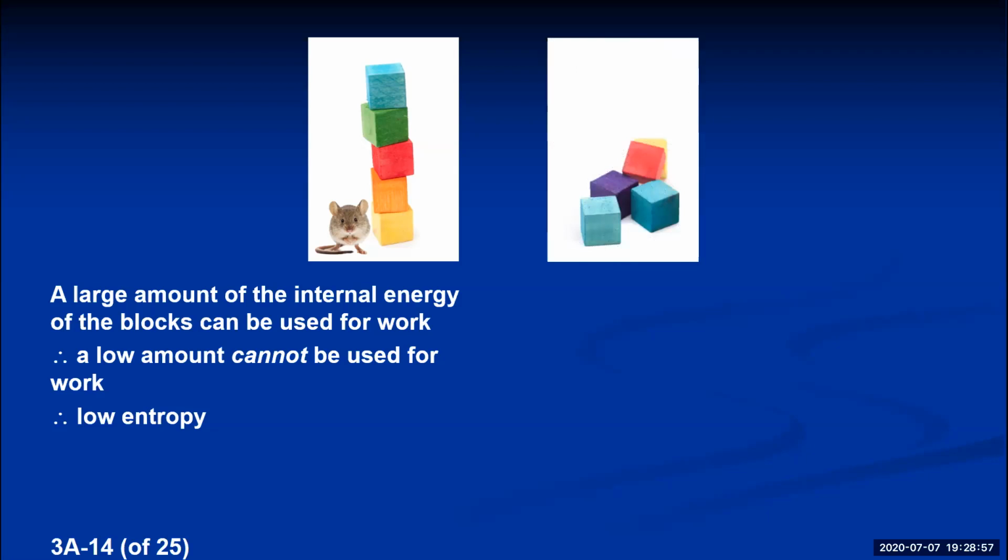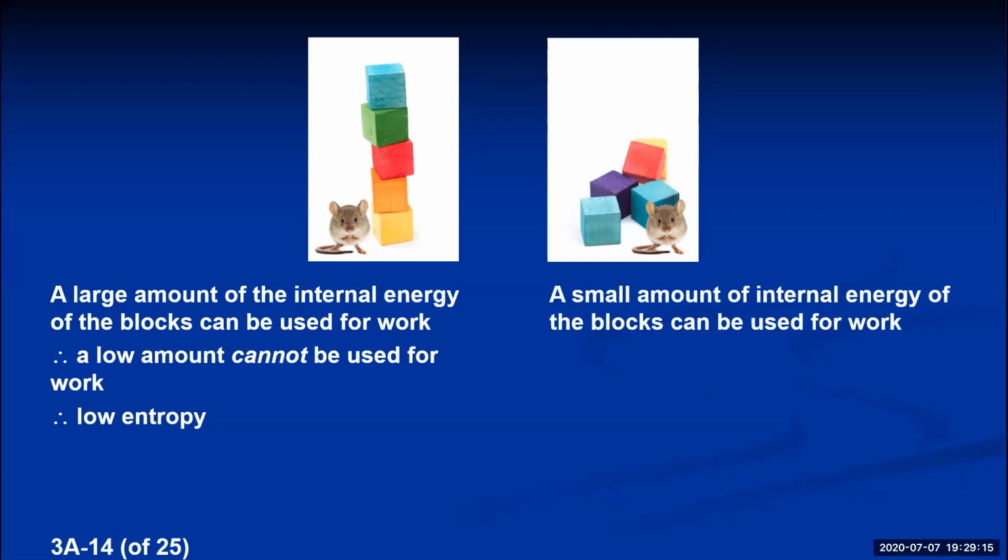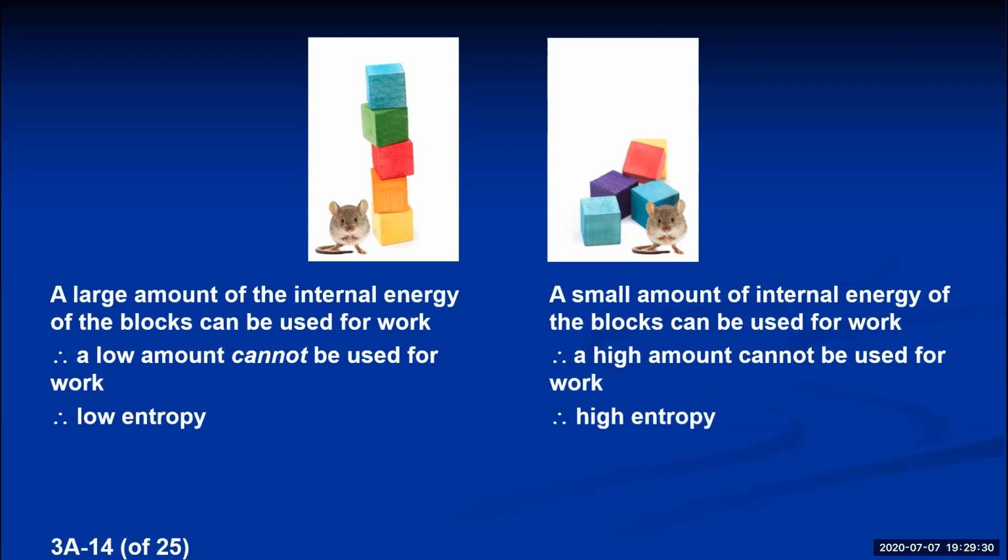Look at these blocks. They have a certain amount of internal energy. How much of their internal energy can be used for work? If you're a mouse sitting here, are you afraid of those blocks now? No, because those blocks aren't going to hurt you as much. So because these blocks are already really low, they only have a small amount of internal energy that can be used for work. Therefore, they have a high amount that cannot be used for work. So if you have whatever your amount of energy is you cannot use for work, that's your entropy. So therefore, this set of blocks has a high entropy associated with it.